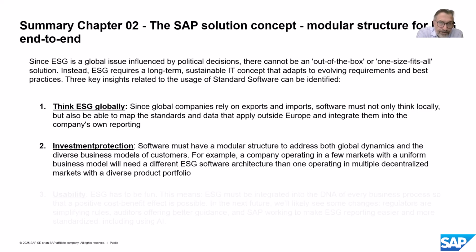Second, investment protection. I explained that ESG has different speeds, so software must have a modular structure to address both the global dynamics on the one hand and the diverse business models of our customers. Let me give an example. A company that is operating in few markets with a uniform business model will for sure need a different ESG software architecture than a company that is operating in multiple decentralized markets with a diverse product portfolio. So the business model determines how complex or how easy your ESG IT architecture is at the end.